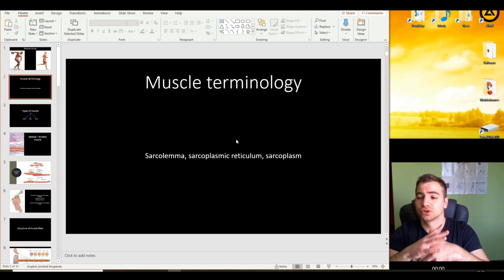Then we meet the term sarcoplasmic reticulum. This is the term that we use to describe the smooth endoplasmic reticulum of the muscles. These terms have these names because they have a specific and different function than they typically do. And the sarcoplasm is, of course, the cytoplasm of the muscles.